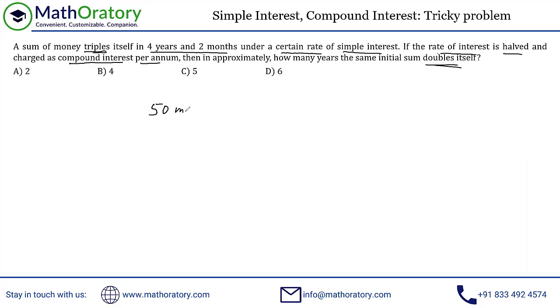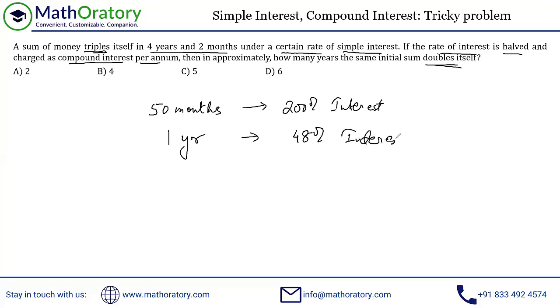So in 50 months, since the sum of money is tripling, it implies that there is a 200% interest generated, right? Forget the principal in the sum. Ignore the principal. So you have double of the principal as the interest, right? So 200% interest generated. So each month there will be 4% interest because it's simple interest. So in 1 year, that is 12 months, there will be 48% interest generated, right?